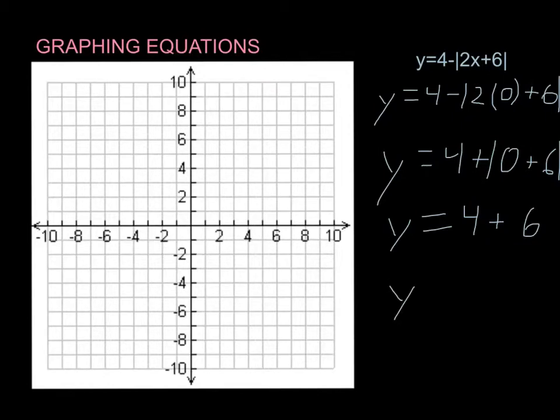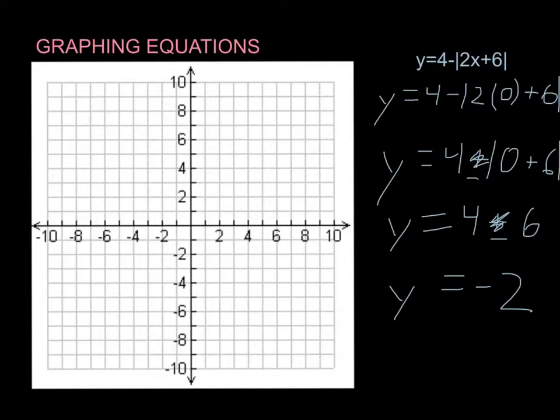y equals, I'm sorry, that plus should be a minus. So 4 minus 6 equals -2. And so now we know that when 0 is the input, -2 is the output.